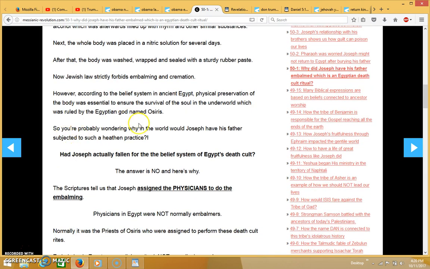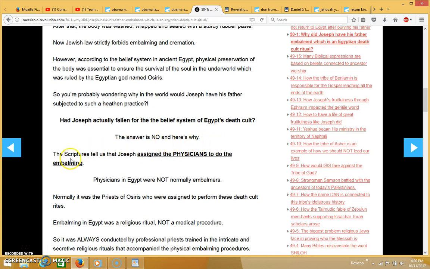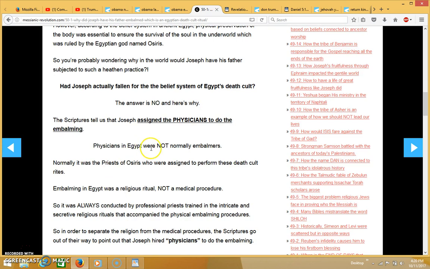So you're probably wondering, why in the world would Joseph have his father subjected to such a heathen practice? Had Joseph actually fallen for the belief system of Egypt's death cult? The answer is no, and here's why. The scriptures tell us that Joseph assigned the physicians to do the embalming. Physicians in Egypt were not normally embalmers. Normally it was the priests of Osiris who were assigned to perform these death cult rites.